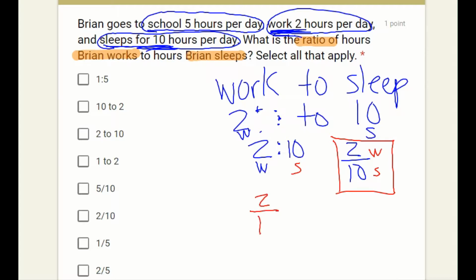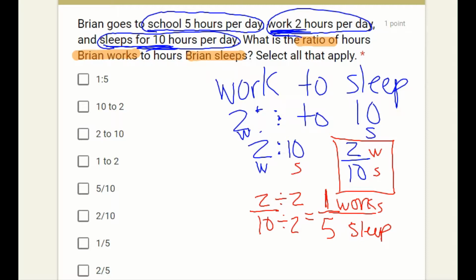So I'm going to divide by the greatest common factor. The greatest common factor of 2 and 10 is 2, so I'm going to divide the numerator and denominator by 2. 2 divided by 2 is 1. 10 divided by 2 is 5. So that means for every 1 hour he works, he's going to sleep 5 hours. That's ratio language. So I'm going to go through each answer choice and pick the correct answer.